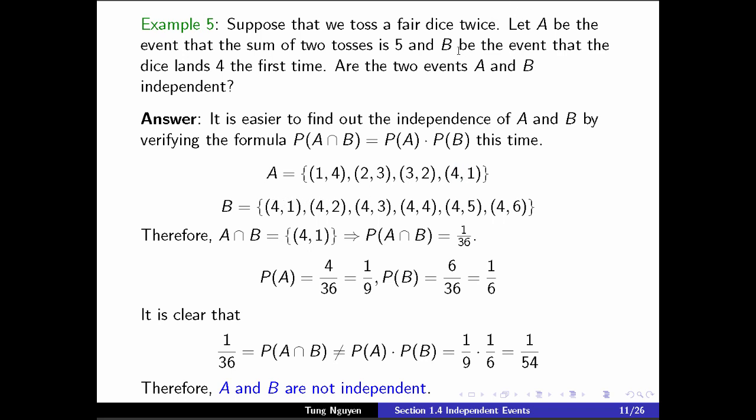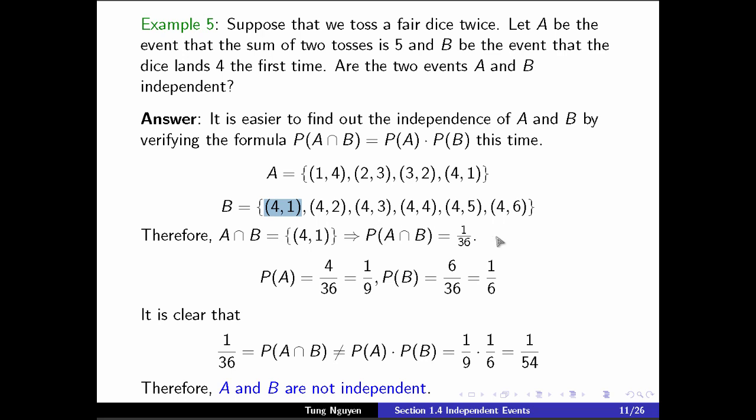Now for B, what do we have? The dice land 4 the first time, so it has to be 4 here, and it doesn't matter what the result of the second time is. So we have 1, 2, 3, 4, 5, and 6. So B has 6 members, while A has 4 members. We can easily find the intersection of A and B, which contains only one element, that is 4, 1. 4, 1 here, 4, 1 here.